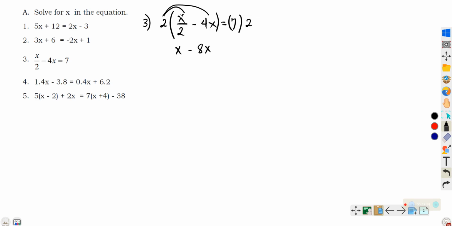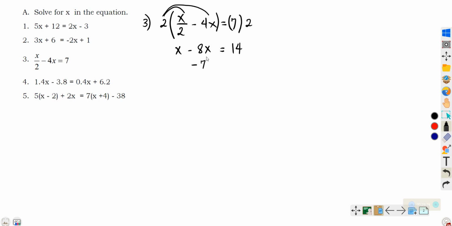Again, 2 times x over 2 will become 2x over 2. And 2x over 2 is simply x. And then 2 times negative 4x is negative 8x. Then next, multiply the constants here. 7 times 2, that is 14. Okay? And the next is simplify the left side. X minus 8x. So, 1x to, diba? 1 minus 8. Okay? 1 minus 8 is negative 7.